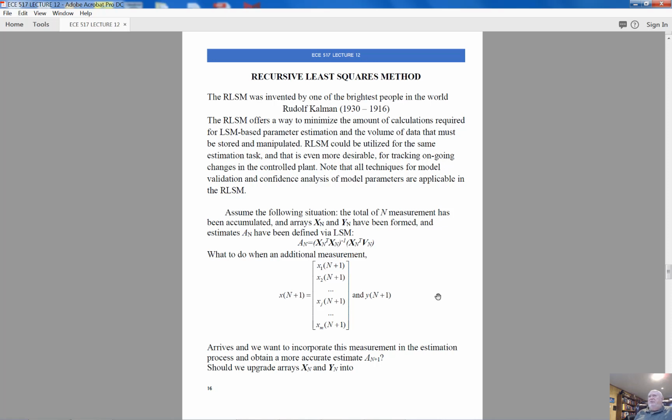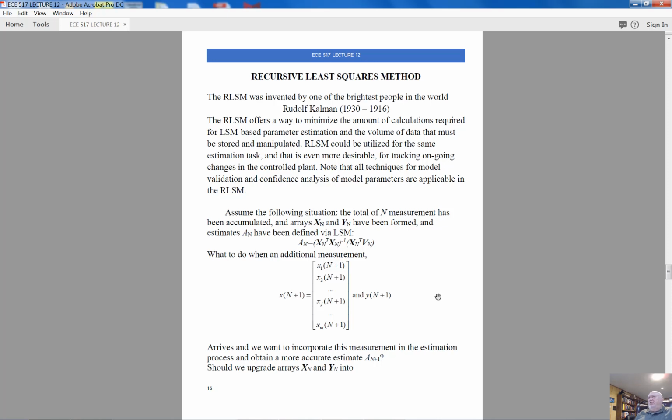It looks like we have to take this huge data array X and add one row at the bottom of it. We have to take this huge data array Y and add one element at the bottom of it. And then we have to go through the entire least square method equation, which includes matrix inversion and so on and so forth.